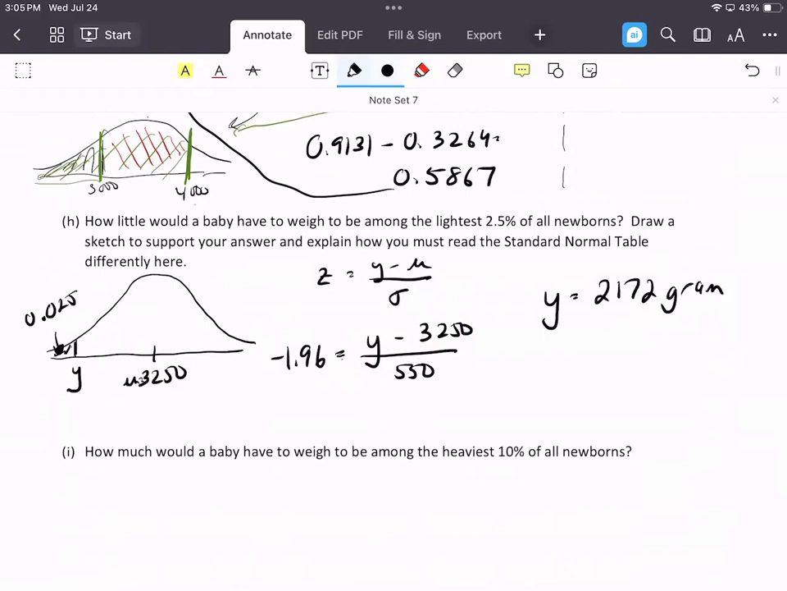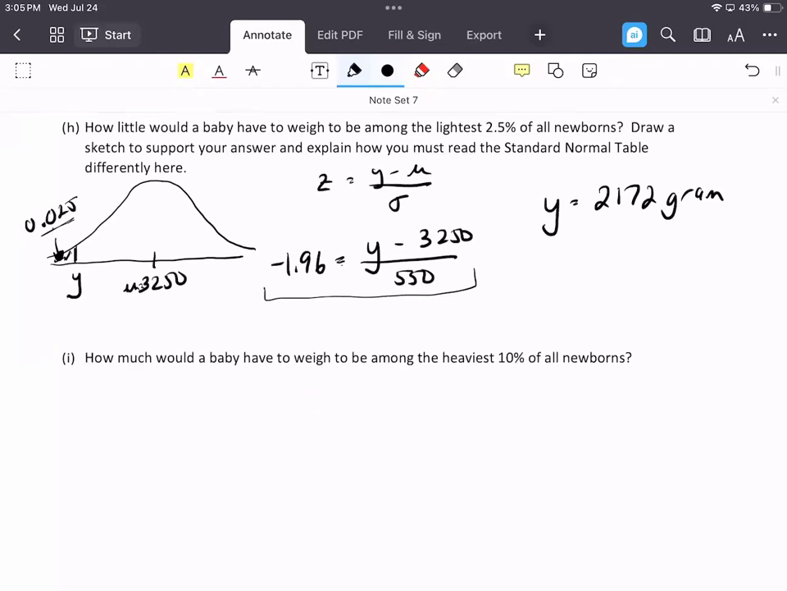What if you said, well, Sonia, I recognize that if I added this and the other tail, it would be 5%, so then I could use the empirical rule. Yeah, you could do it that way, but honestly, it's much easier to use the z-score.